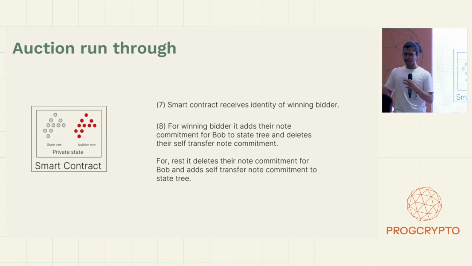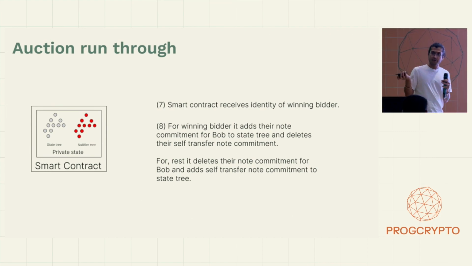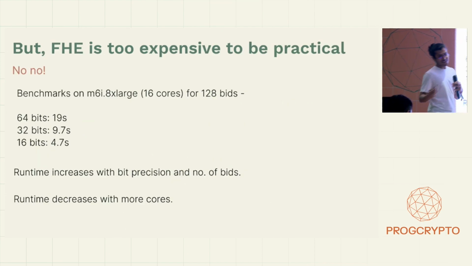And the rest of the commitments for Bob would be deleted. And that's it. We're done with the auction. So a lot of people say that FHE is too expensive.